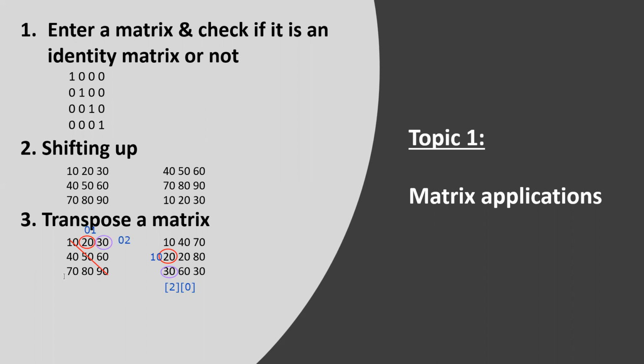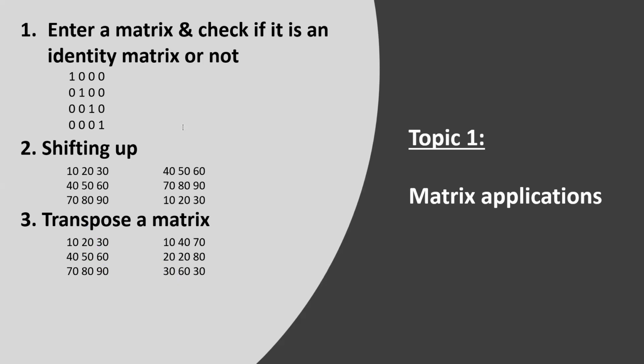Same for this 80. In the input matrix, the location of 80 was 2, 1. But in the output matrix, it is in the first row and second column, because row and column start from 0. So it is in row 1 and column 2. So just the value of i and j is being changed to j and i. And for the diagonal elements, i equals j, so the value of i and j is the same.